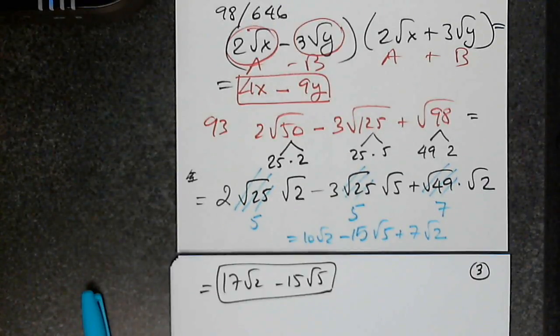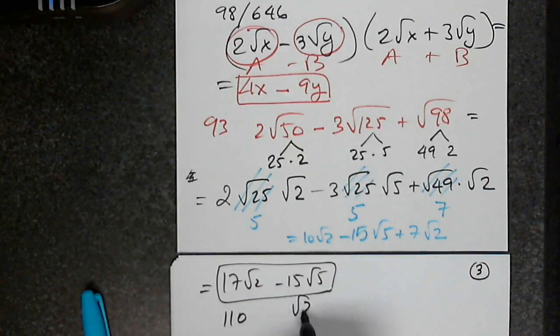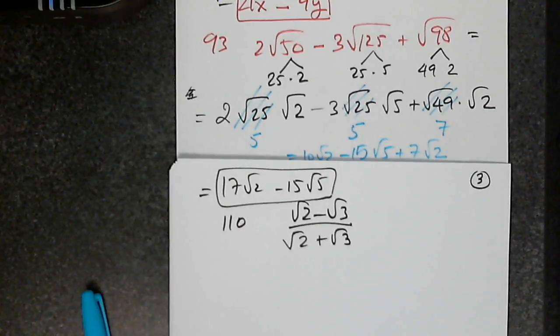We continue with chapter 5. Okay, let's rationalize. 110. The square root of 2 minus the square root of 3 over the square root of 2 plus the square root of 3. We want to rationalize. Let's say this time we are asked to rationalize the numerator.